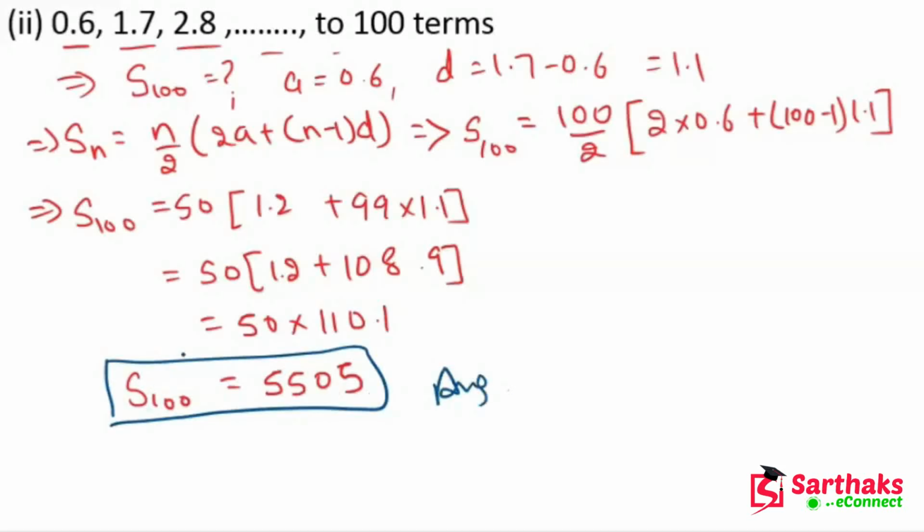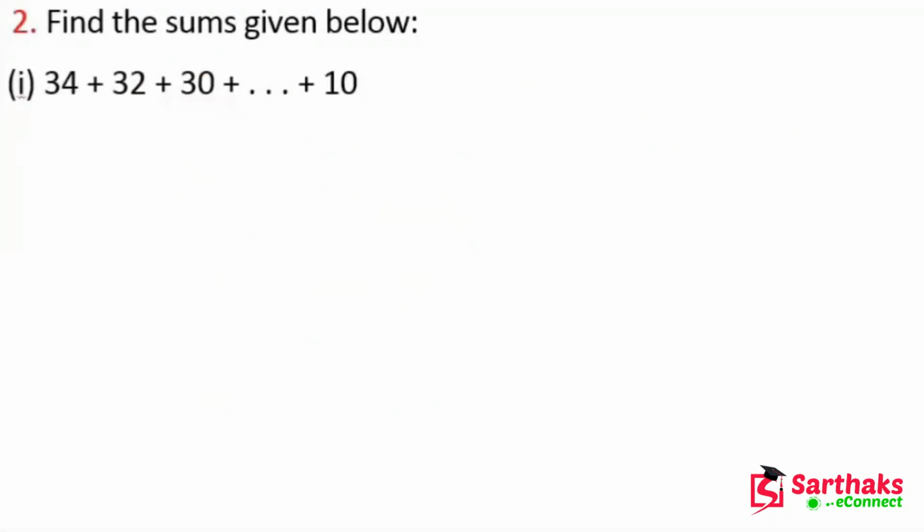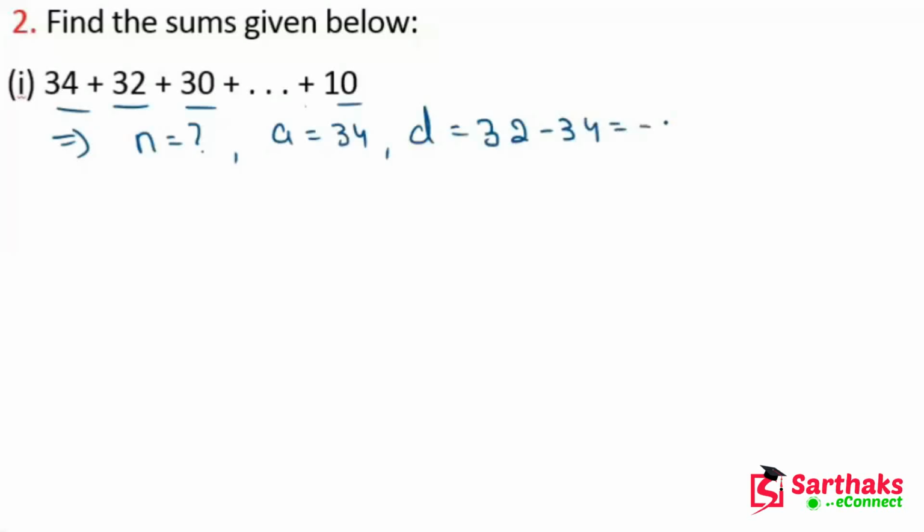Very easy question, friends. Now let's go on. So the next question is to find the sum of the given series: 34 plus 32 plus 30 plus dot dot dot plus 10. We have to find the sum of the series, but we don't know the value of n. But we have a equal to 34, d equal to 32 minus 34, which is minus 2, and we know an is equal to 10.